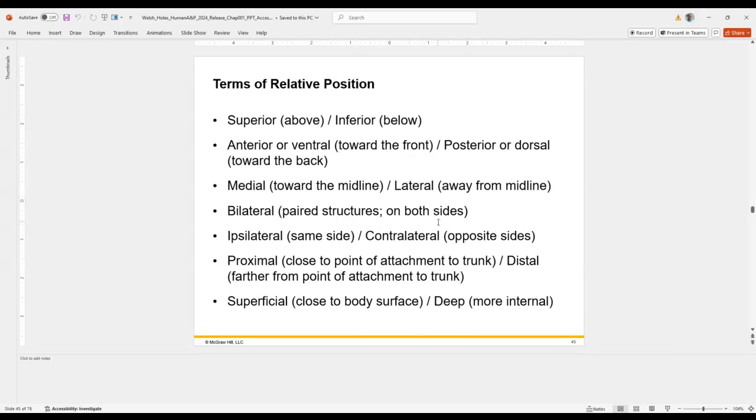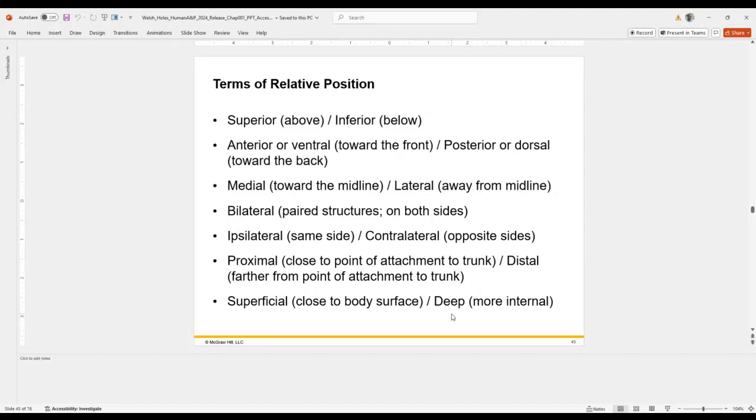Bilateral means it's paired structures on both sides, kind of like kidneys. Ipsilateral means certain things are on the same side. Contralateral means opposite sides. Proximal means close to the point of attachment to the trunk. Distal means farther from the point of attachment to the trunk. So we use proximal and distal when we're talking about parts of your arms and legs.